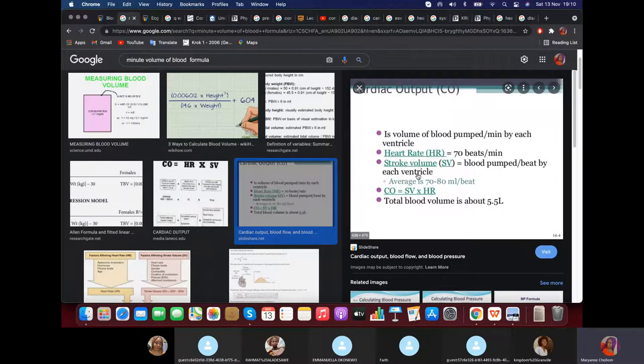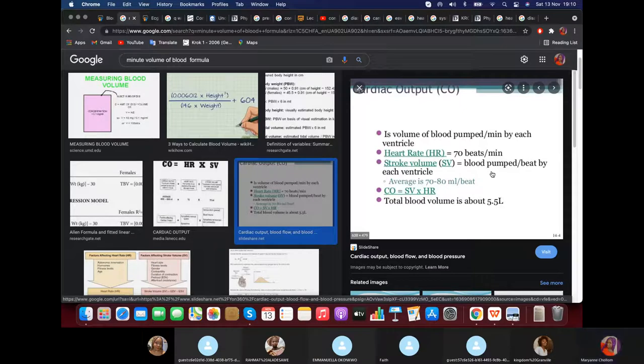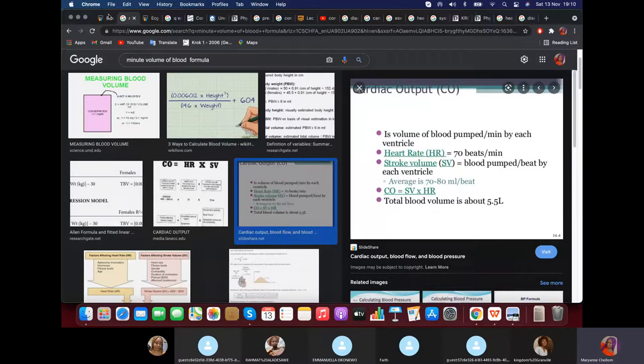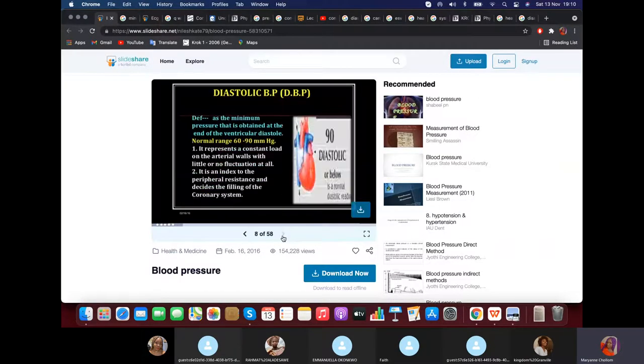Very important. You can see here that your cardiac output is stroke volume times heart rate. Stroke volume is the blood pumped by each ventricle of the heart. So it's normally 70 to 80, important information. The heart rate is 70 beats per minute, like normal. The normal is 60 to 100, let's just say, but 70. No, don't worry, let's slow down. So you know that, let's move.